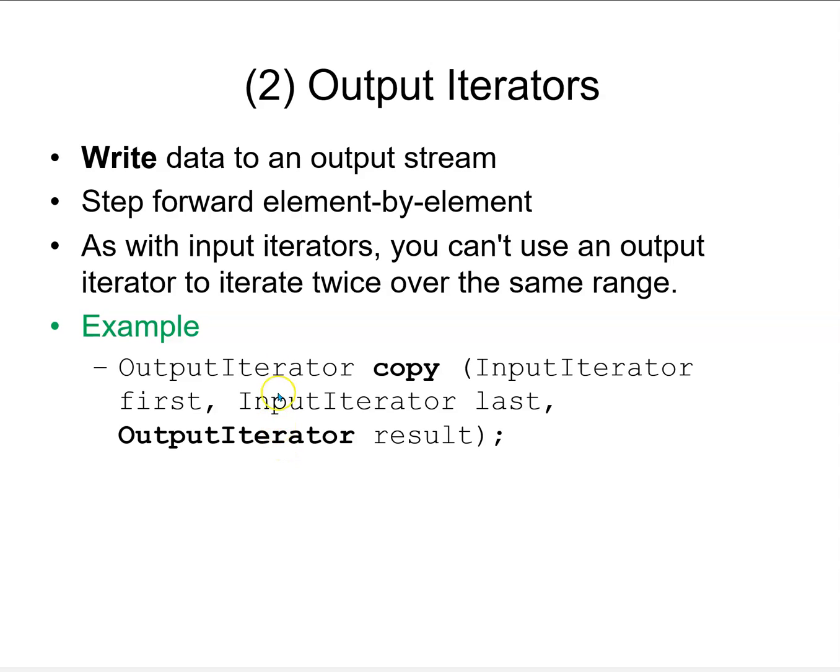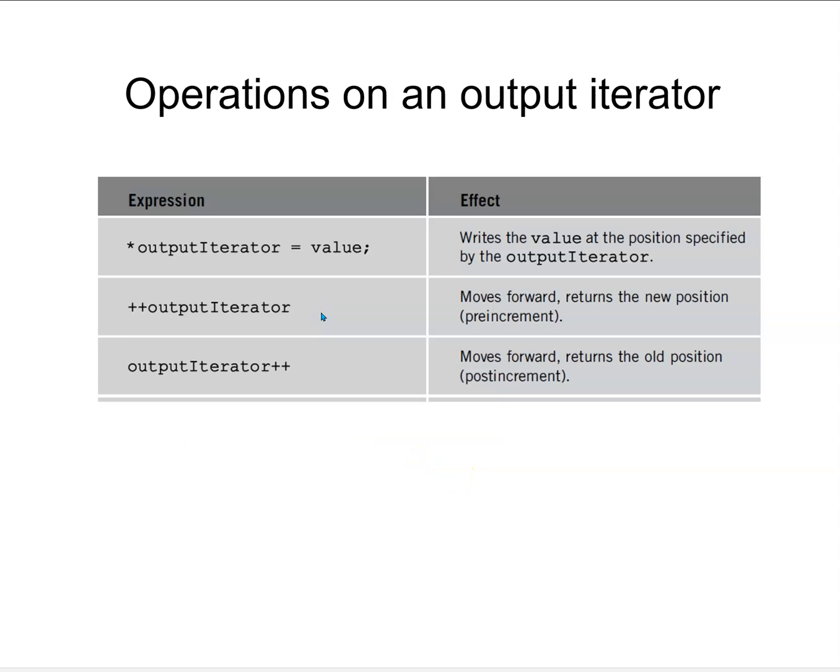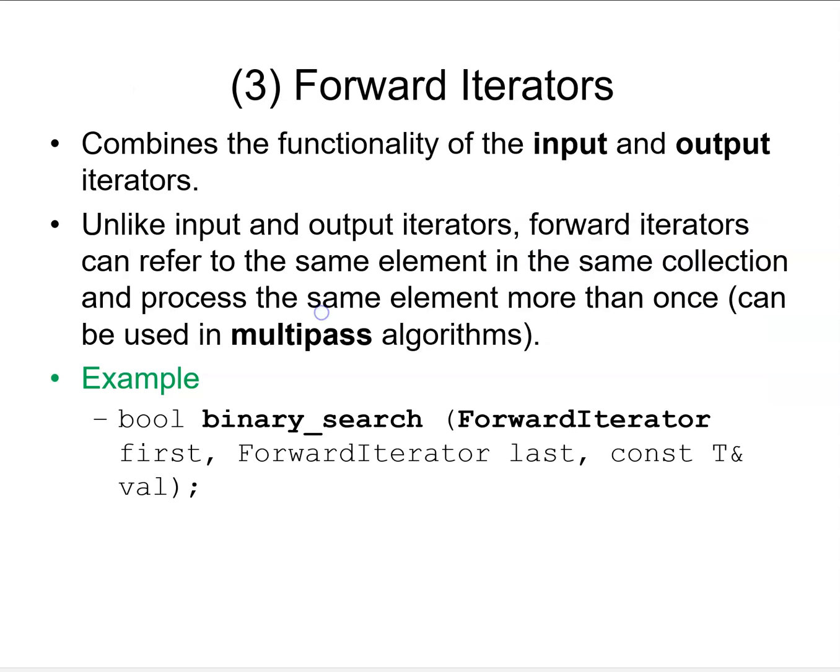Output iterators write data to an output stream, step forward element by element. As with input iterators, you can't use an output iterator to iterate twice over the same range. And so here a copy algorithm would be an example, with an output iterator for the result. Similarly, we have the same operations.